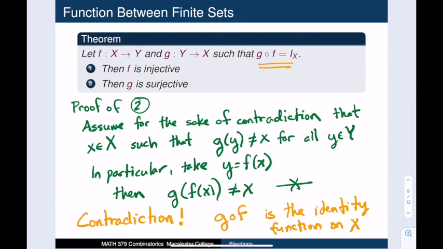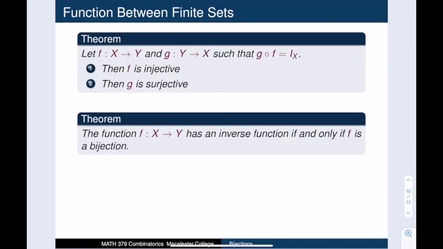This is a contradiction, because the function g, composed with the function f, is the identity function on the set x. Therefore, our assumption that g was not surjective contradicts a fact that we know to be true. We conclude that g must therefore be surjective. We have this lovely little theorem as a consequence. The function f has an inverse function if and only if f is a bijection.